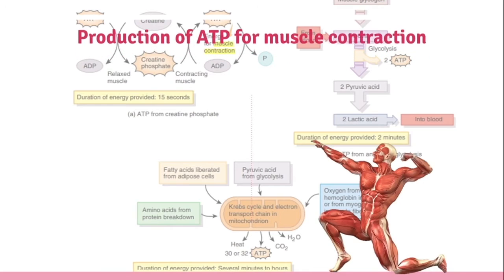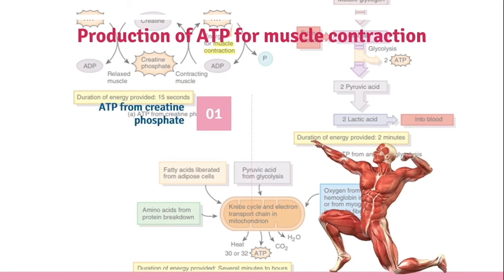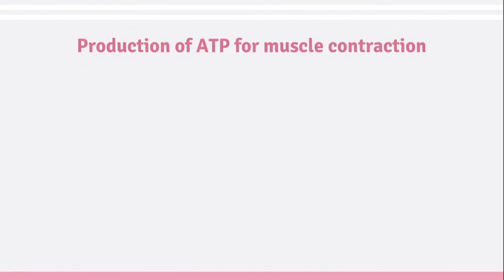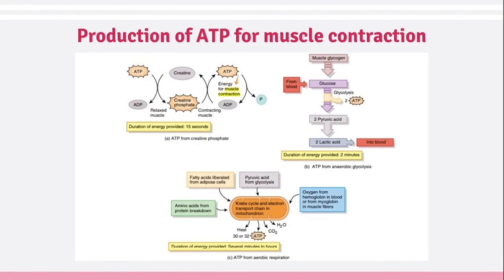Muscle fibers have three ways to produce ATP. The first one is ATP from creatine phosphate. The second one is ATP from anaerobic glycolysis. And the third one is ATP from aerobic respiration. Here's the scheme of production of ATP for muscle contraction.